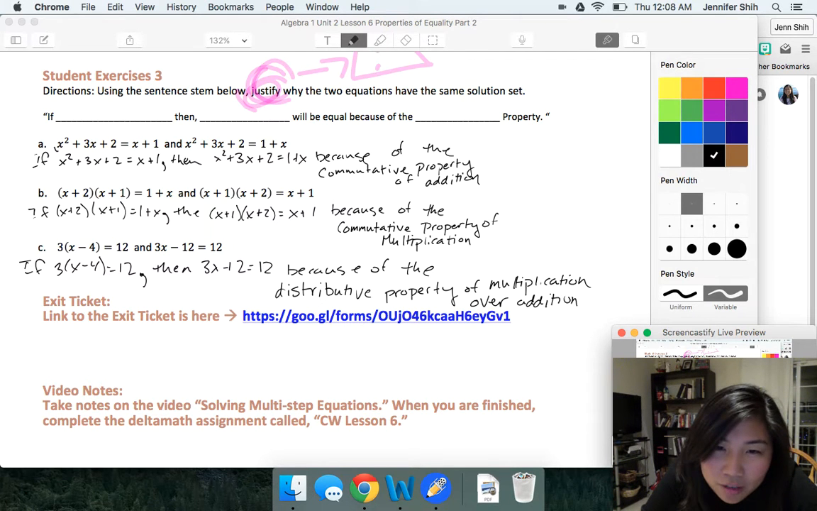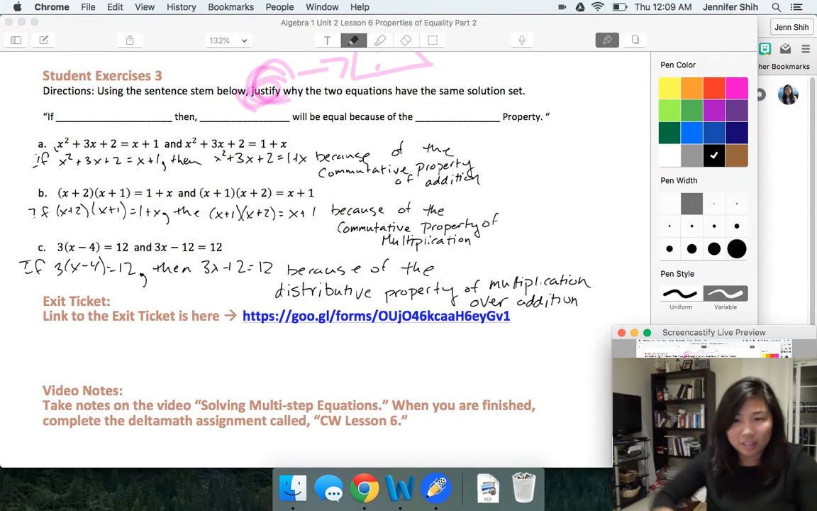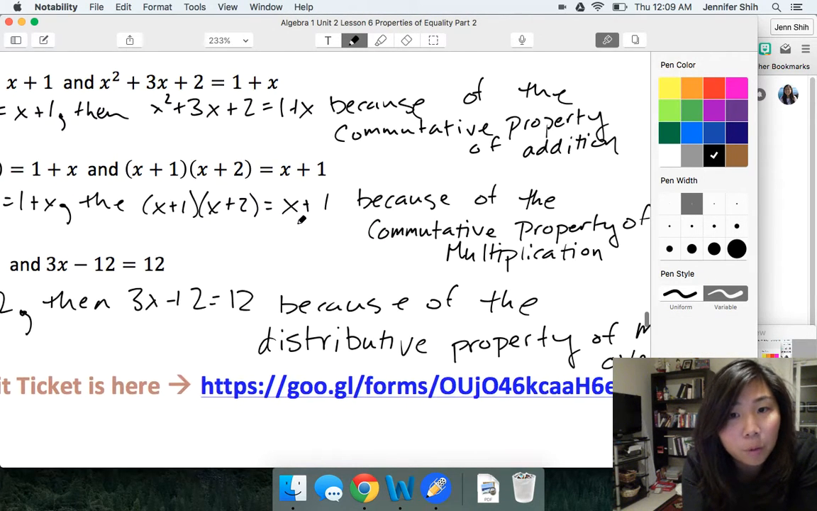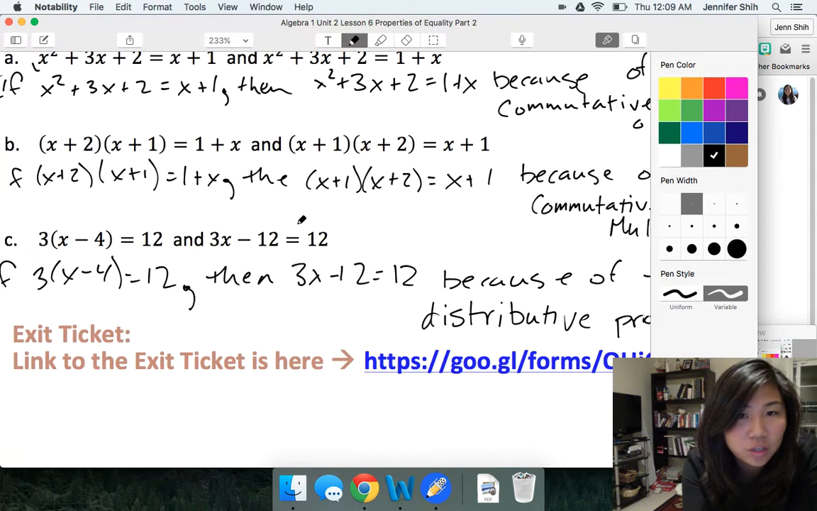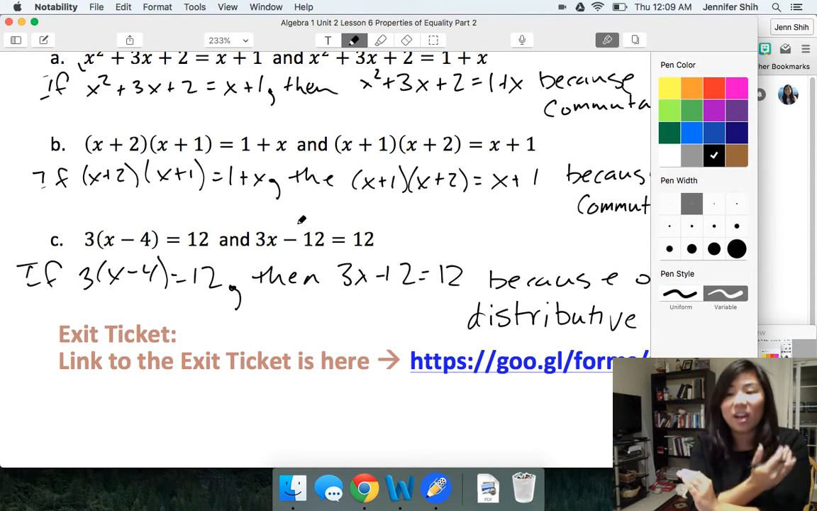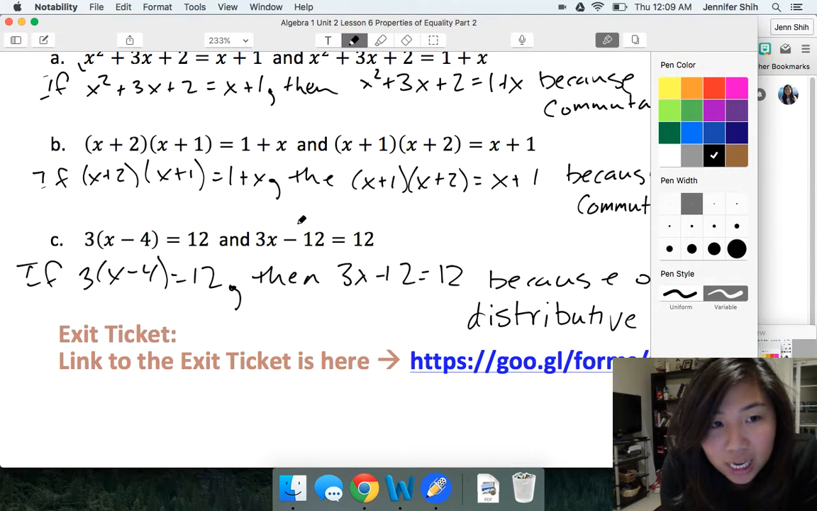Here are some of the answers. Sorry, I wrote in the same color. And it might be kind of small on your screen, so you might have to lean into your screen to look at it. But part B was true because of the commutative property of multiplication. So the two things that switched were the factors x plus 1 and x plus 2. The entire factors switched, which means you use the commutative property of multiplication.